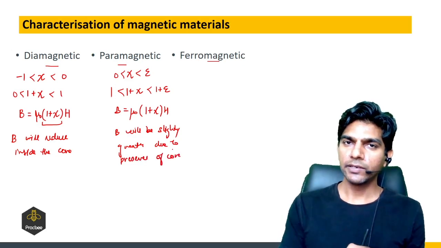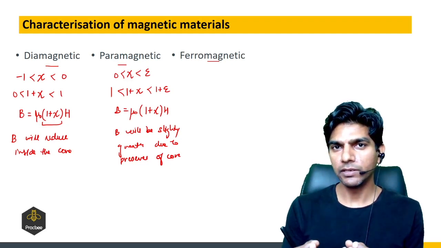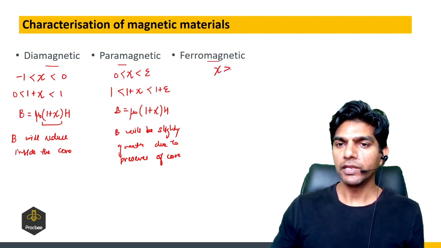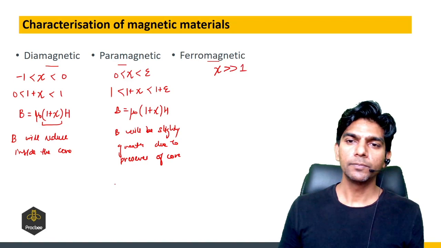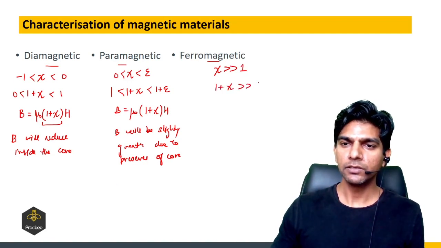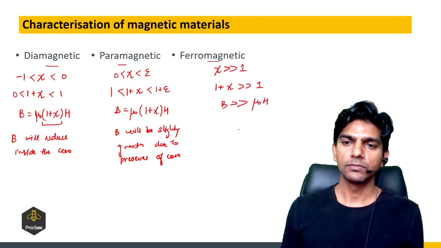So in case of diamagnetic material, the field will reduce slightly, but in case of paramagnetic material, the field inside the core will increase slightly because of the core material. But in ferromagnetic material, chi is very large in comparison to 1. So 1 plus chi is also very large in comparison to 1. So B will be very large in comparison to mu naught H.